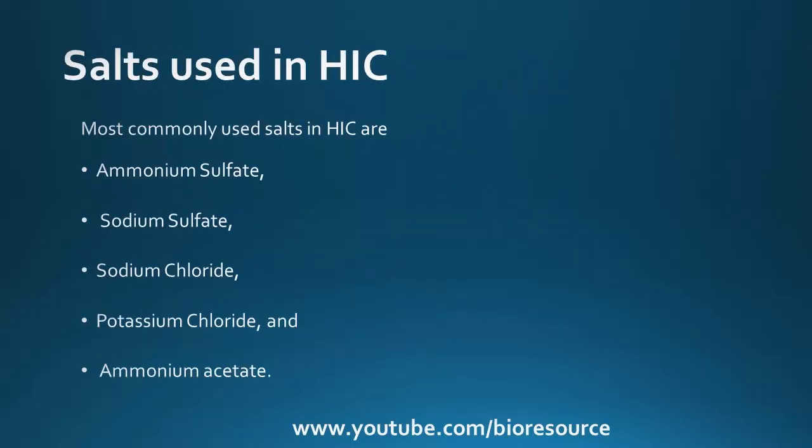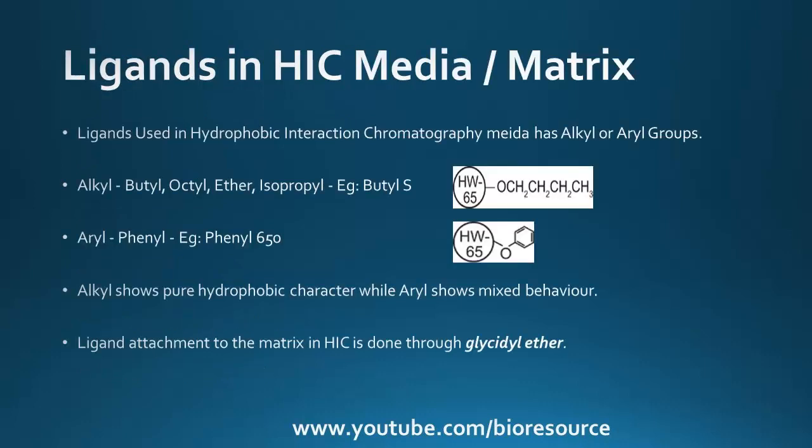The most commonly used salts in hydrophobic interaction chromatography are ammonium sulfate, sodium chloride, potassium chloride and ammonium acetate. The ligands used in hydrophobic interaction chromatography media have alkyl or aryl groups. The alkyl groups include butyl, octyl, ether, isopropyl, etc. One example is Butyl S, and for the aryl groups it is phenyl. An example is Phenyl 650. The alkyl shows pure hydrophobic character, whereas aryl shows mixed behavior. The ligand attachment to the matrix in HIC is done through glycidyl ether.